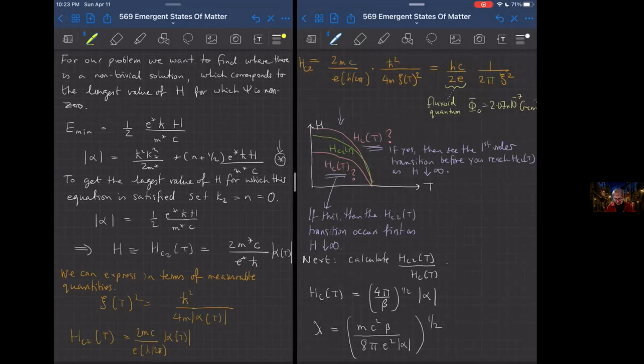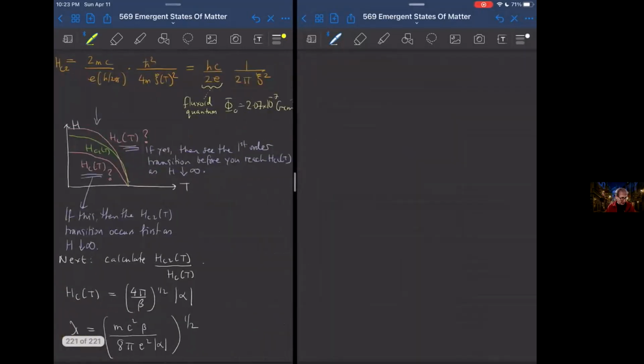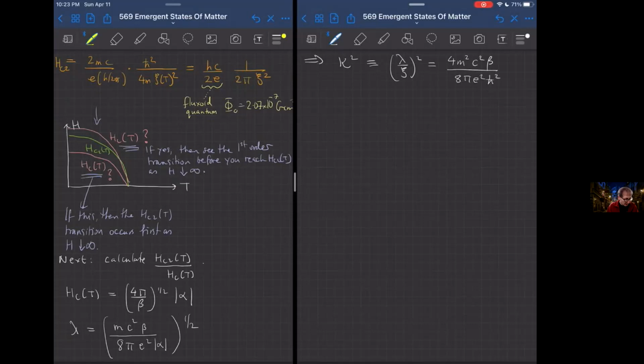So that's the penetration depth. So now this quantity kappa, so what this means is that if I want to compute kappa squared, so kappa was, if you remember, the ratio of lambda over xi, so this is lambda squared over xi squared. I can take these two formulae and divide them. So then kappa squared is equal to 4m squared c squared beta over 8 pi e squared h bar squared. All the temperature dependence has cancelled out.